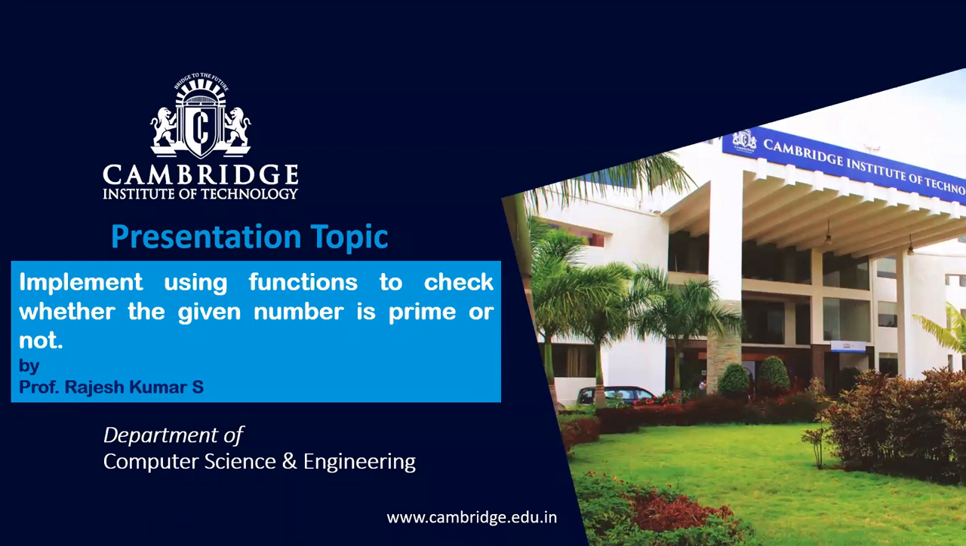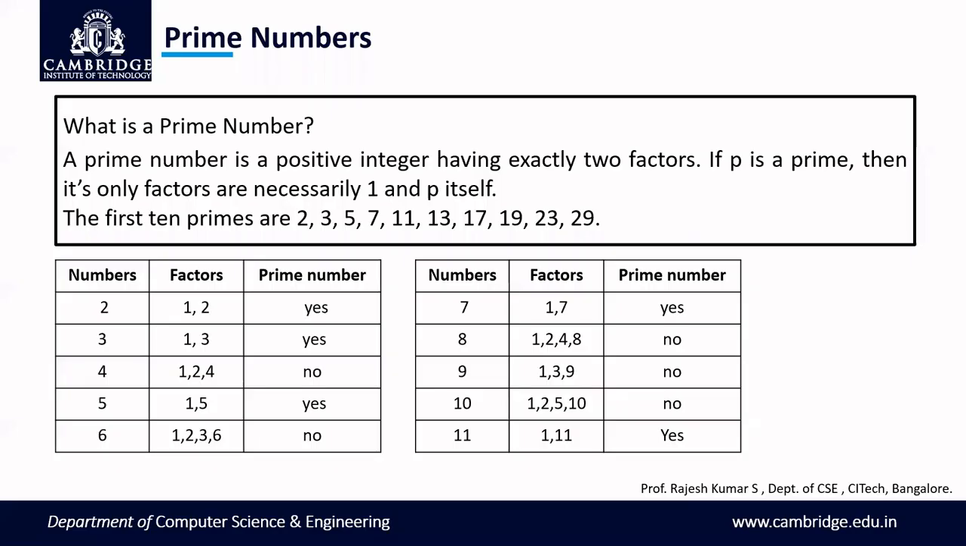In this session, I'll be discussing a lab program based on functions to check whether the given number is prime or not. So what is a prime number? A prime number is a number which is divisible by itself and by 1. This type of number is called a prime number. The prime number will have exactly two factors.